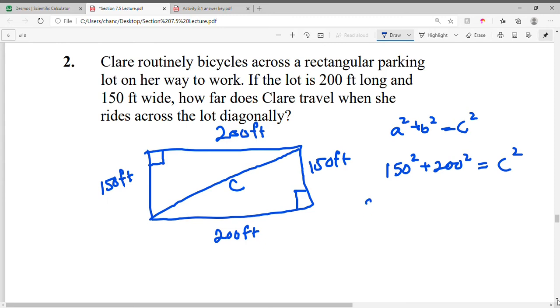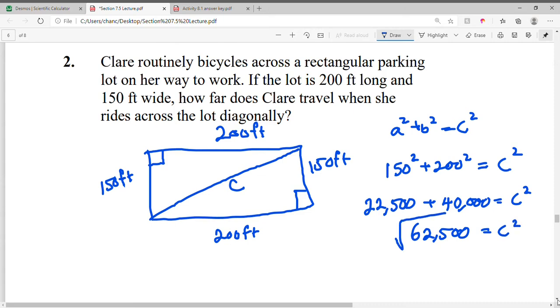150 squared is 22,500 and 200 squared is 40,000, and that's equal to c squared. We can add 22,500 with 40,000. That gives us 62,500 is equal to c squared, and we could take the square root of both sides now.